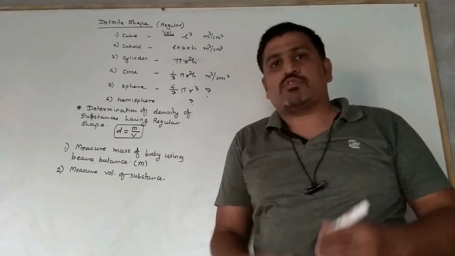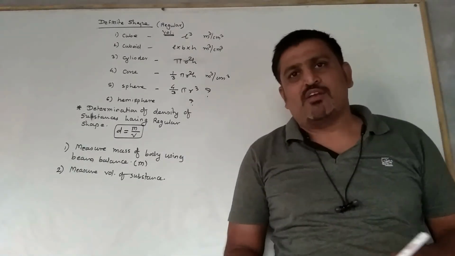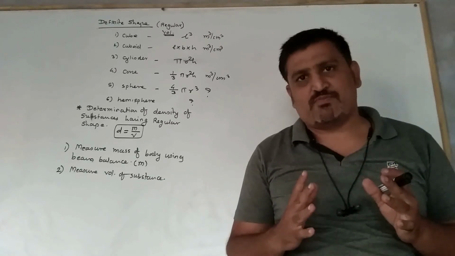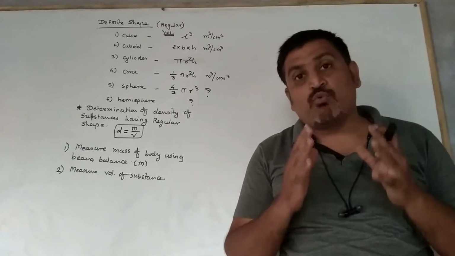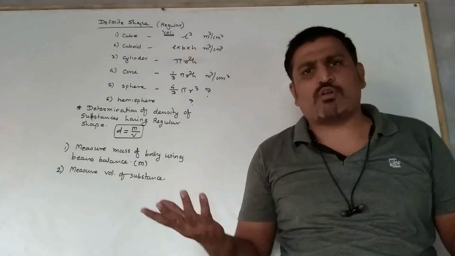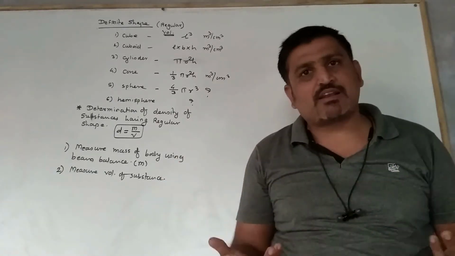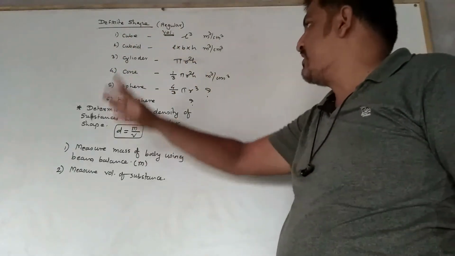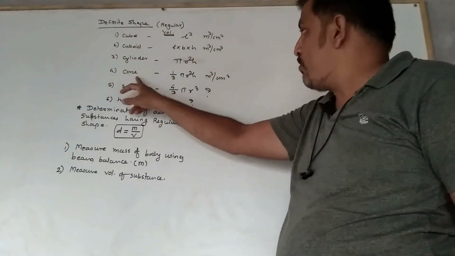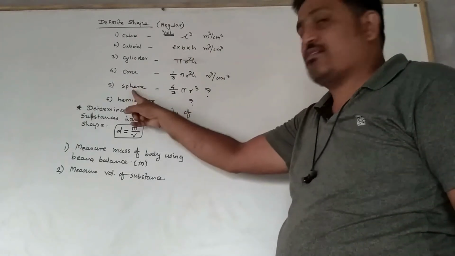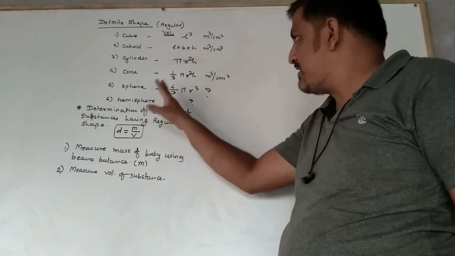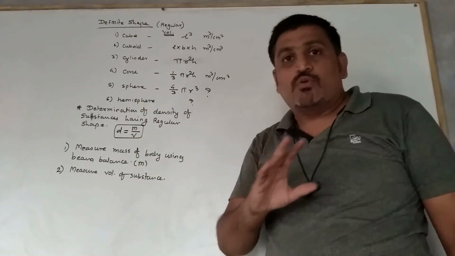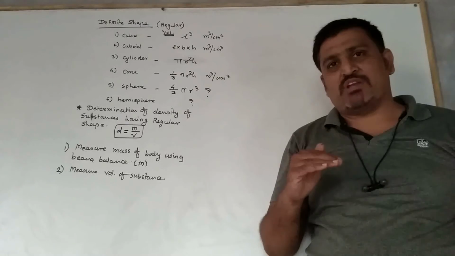Okay, so these formulas you find in the maths book. If the body has a regular shape, then we can easily determine the volume of that substance, because we already have these formulas. So cube, then L cube; cuboid, then LBH; cylinder, πr²h; cone, 1/3 πr²h. You check about this sphere, I hope that it is 4/3 πr³, and then hemisphere is fine. So by using these formulas, we can find out the volume.